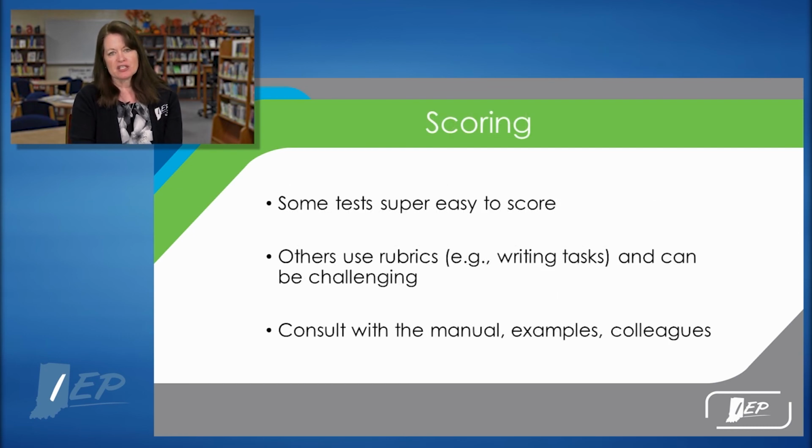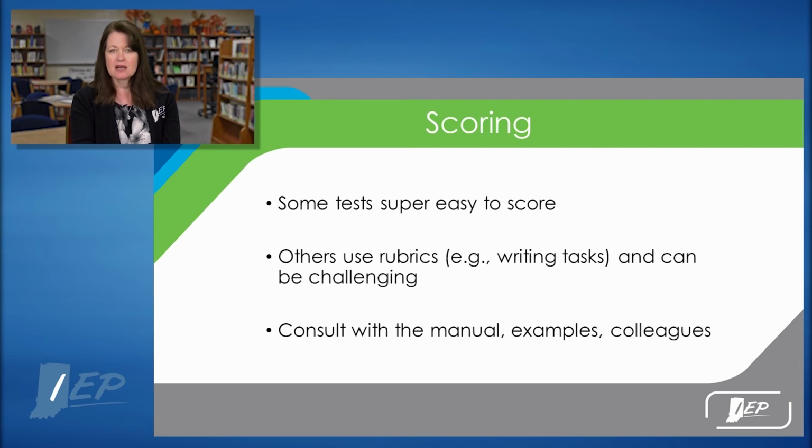So in scoring our tests, a lot of our tests are very concrete, very easy to score. It's either a right or wrong answer. You had the correct answer or you didn't. But then there are other things that are a lot more difficult, that we really have to use specific scoring guides that we have. And probably the most difficult would be scoring our writing task, or sometimes scoring our oral expression tasks. And those things can be very challenging.